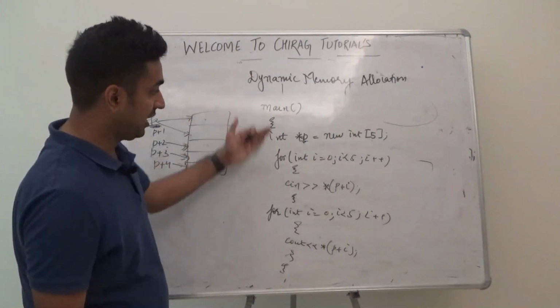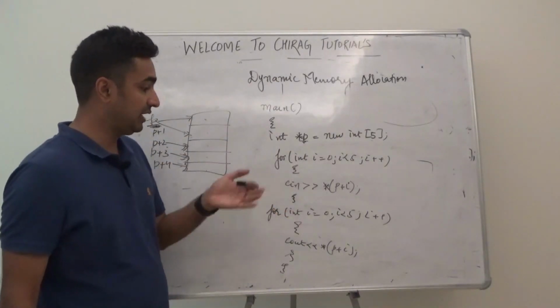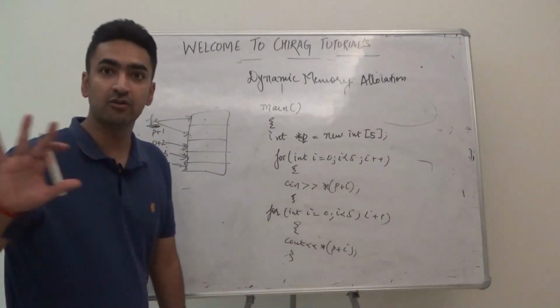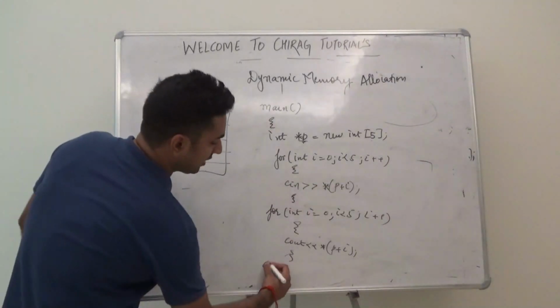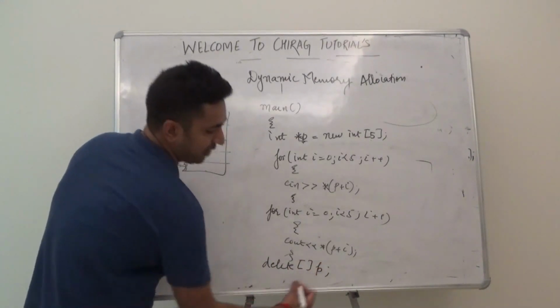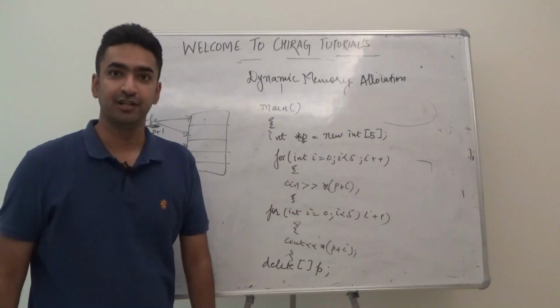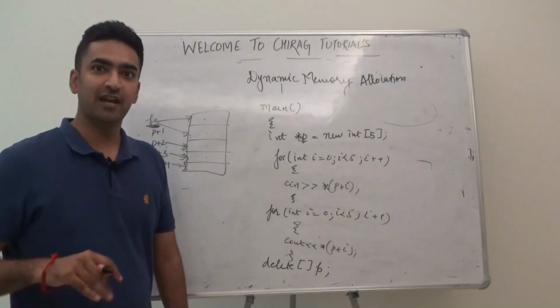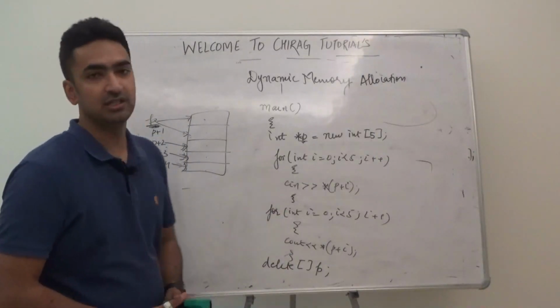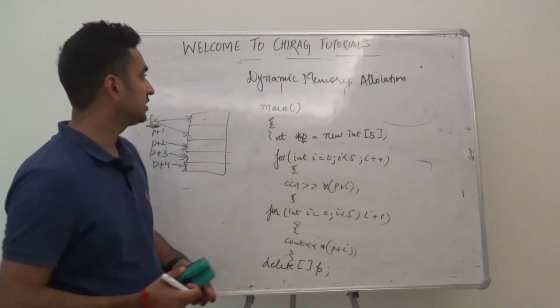We can also deallocate the memory. If I have allocated 5 members and I want to deallocate them, I'll just write delete, an empty bracket, and the pointer variable name after it. So this 5-integer memory allocation will be deallocated using delete. This is how it works out.